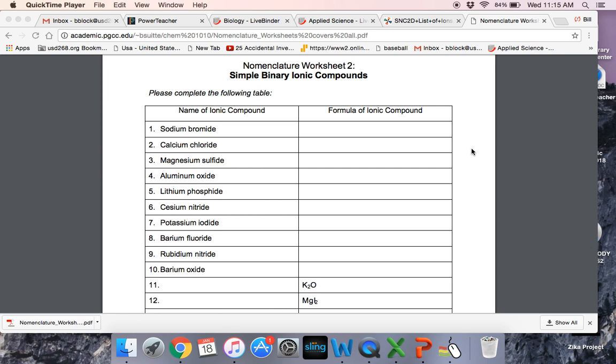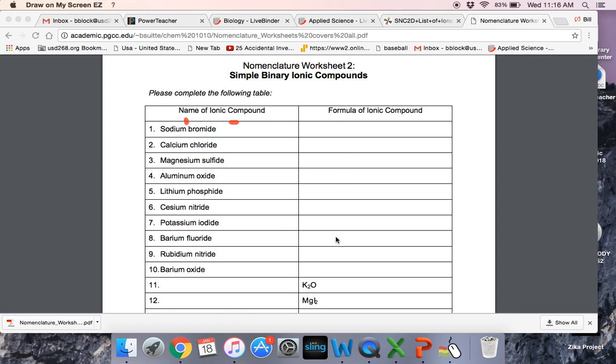All right, so when we did binary compounds the other day, we're just doing simple ionic compounds where you have a group 1 or group 2 bonding with a group 17, 16, or 15, so you have a metal and a non-metal. When we do this, we just have to make sure that the charges balance. So for example, sodium bromide, sodium makes a plus 1 ion, and bromide makes a minus 1 ion. So we can put those together and we make sodium bromide.